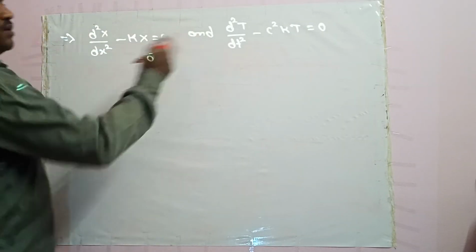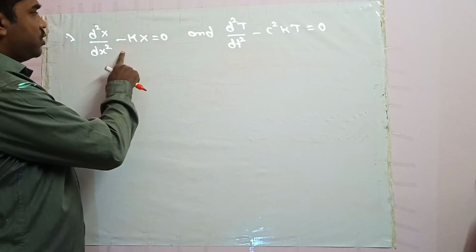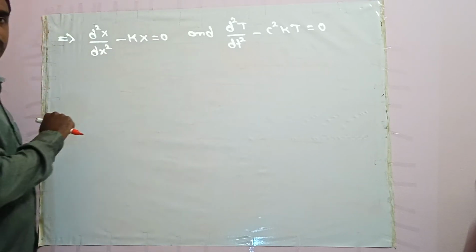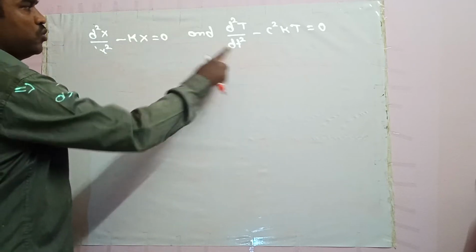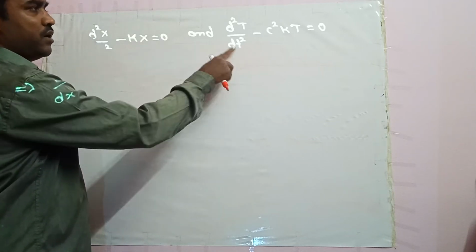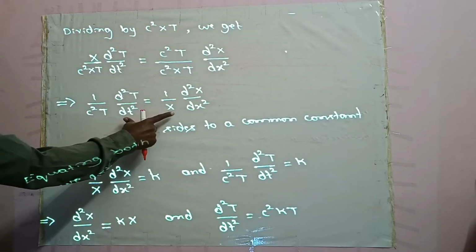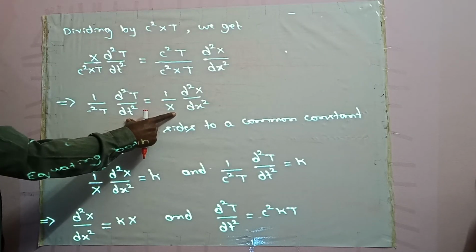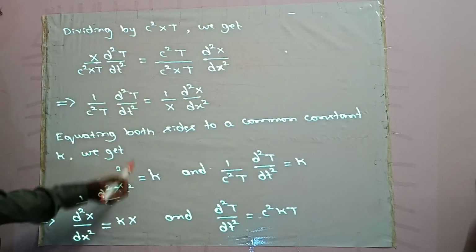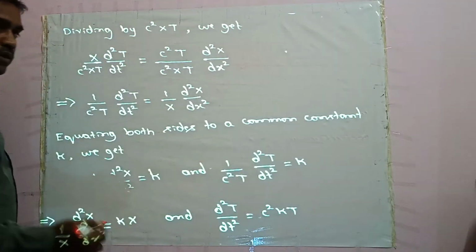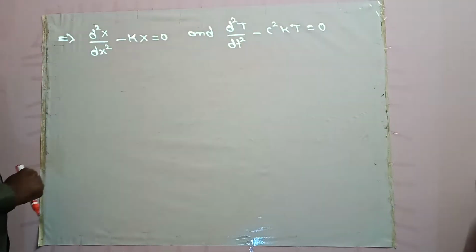So what have we done till here? We got two ordinary second order differential equations. We got two second order ordinary differential equations from one equation. See, this was the only one equation we had. By equating this with k and this with k, we are going to get two ordinary differential equations.